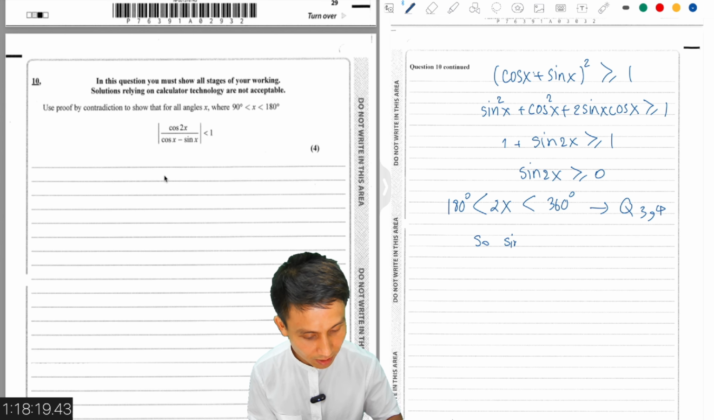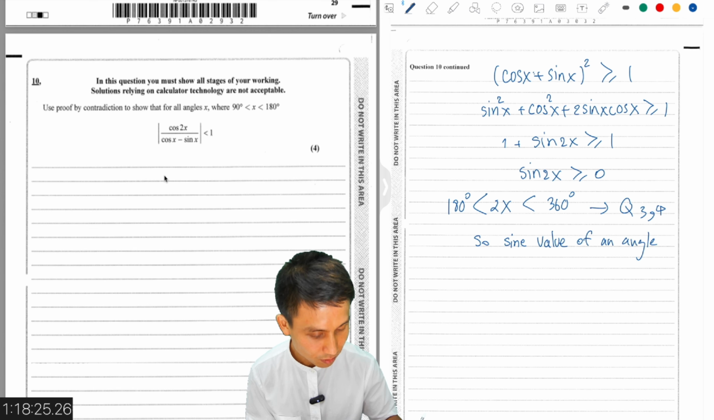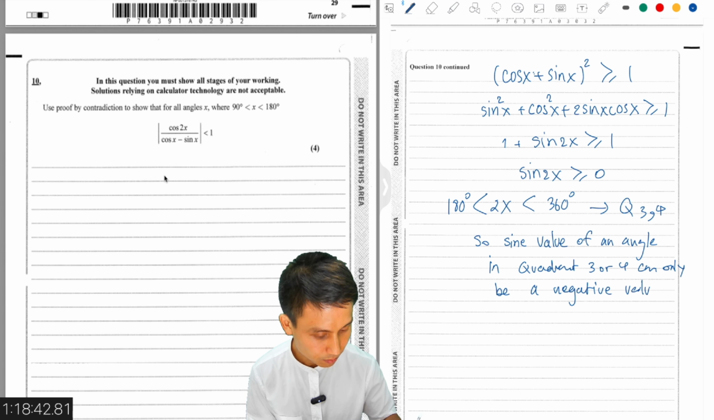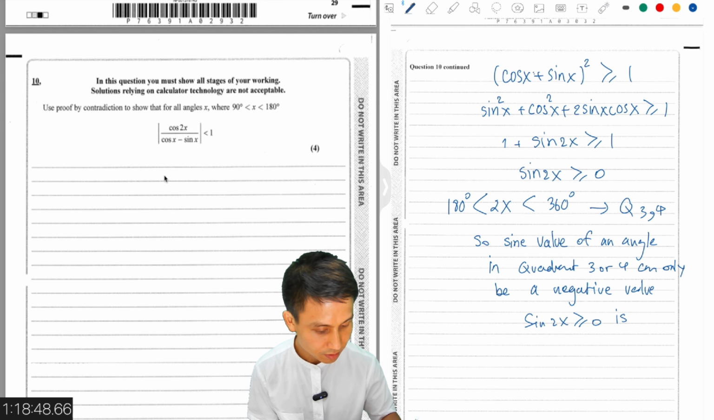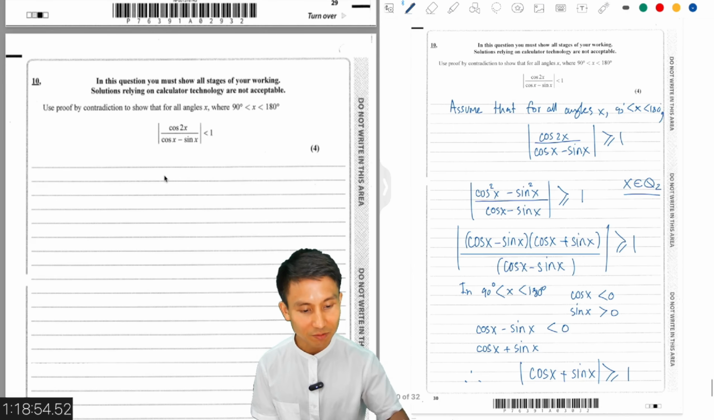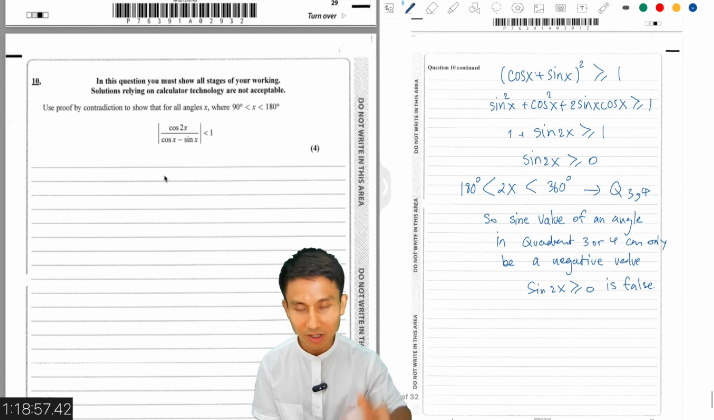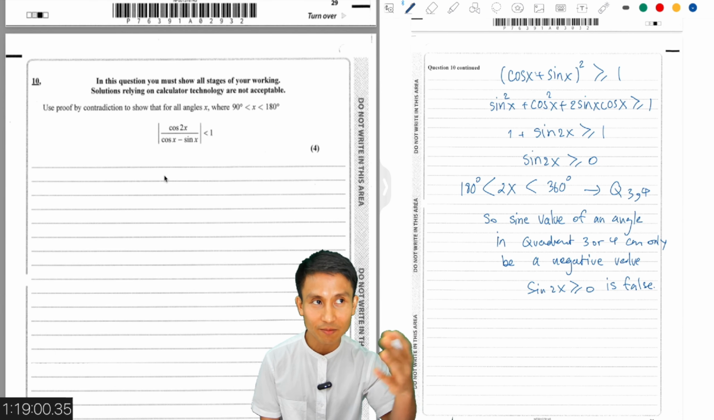So the sine value of an angle in quadrant 3 or 4 can only be a negative value. Therefore, sine 2x greater than 0 is false. And this contradicts the assumption that this is greater than 1. Because we said it is greater than or equal to 1, but it didn't work.